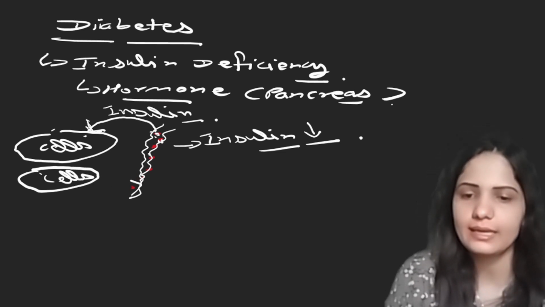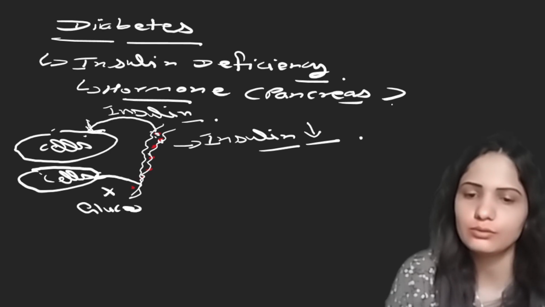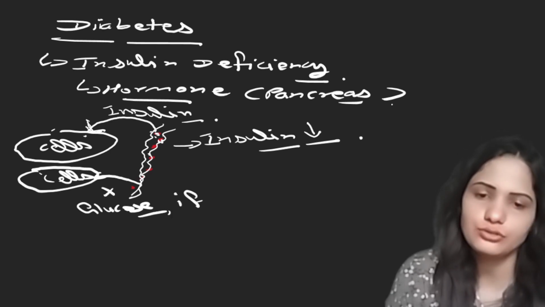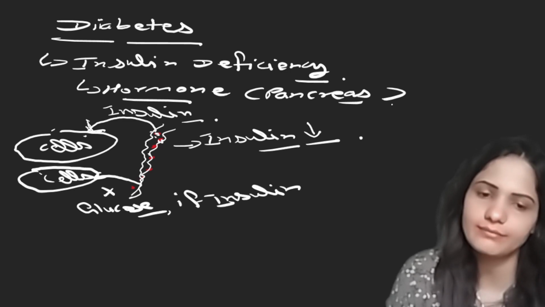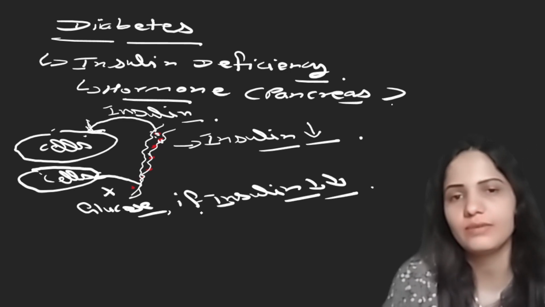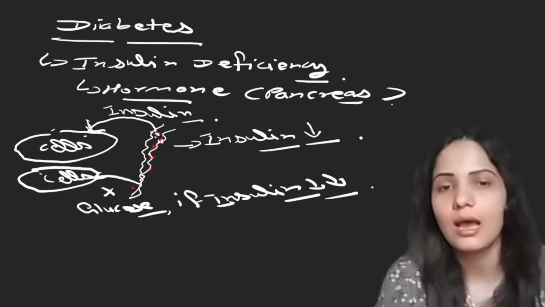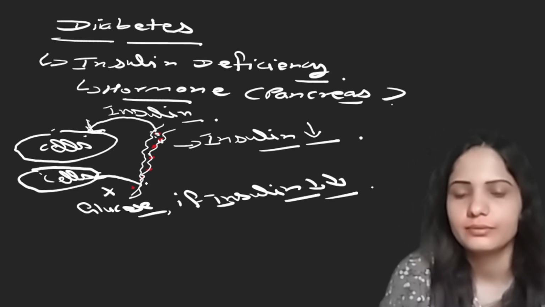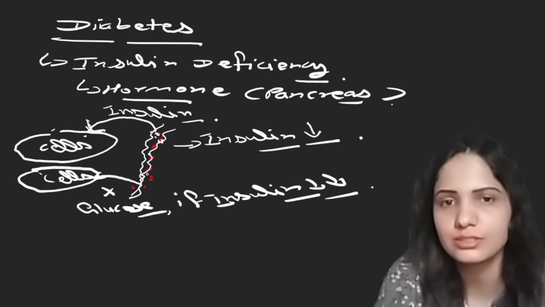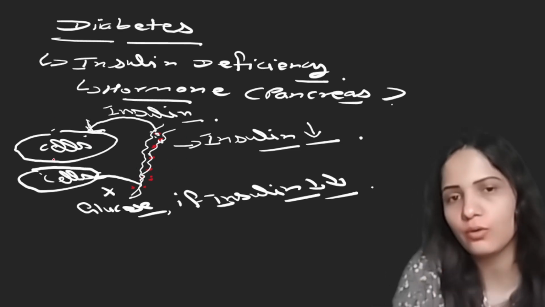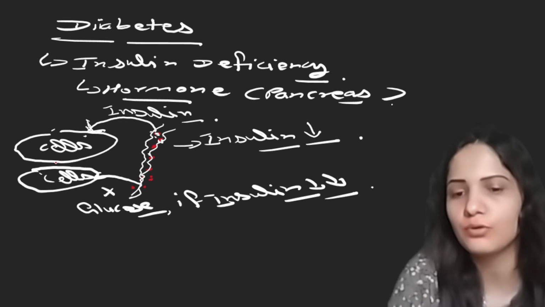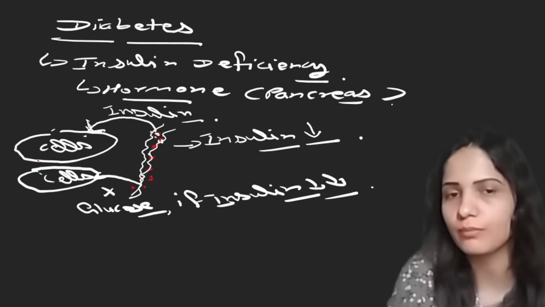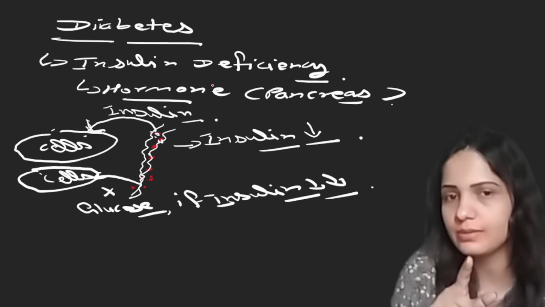Cells won't be able to take glucose. If insulin level is less, our cells won't be able to take glucose from the blood. But we have glucose in the blood. It is the problem of cells that they are not able to take this glucose due to the deficiency of the insulin hormone. But glucose is present in the blood, right?